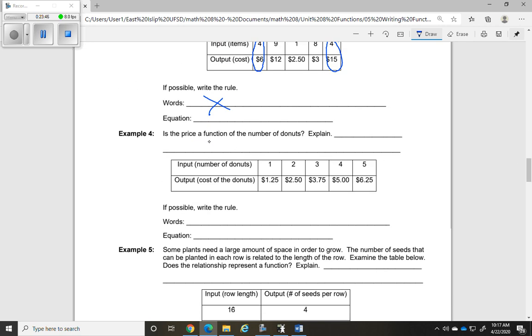Number 4, is the price a function of the number of donuts? Should be. 1 donut costs that, 2, 3, yes, it's a function. Each input, which is the number of donuts, gives us a different output, which is the cost.